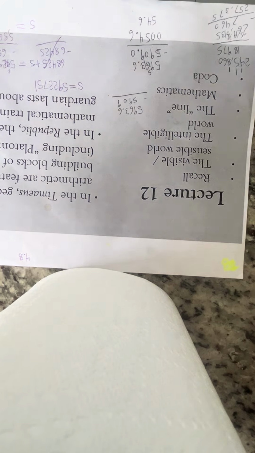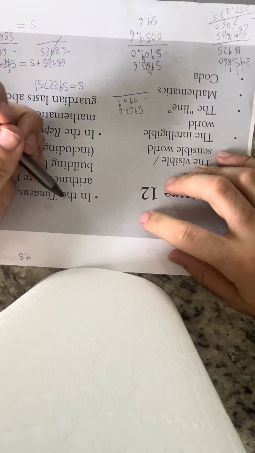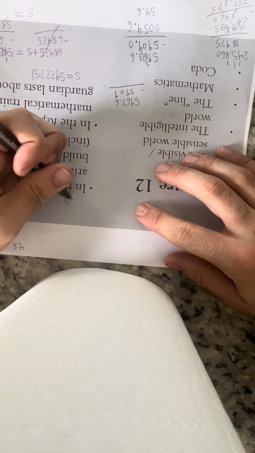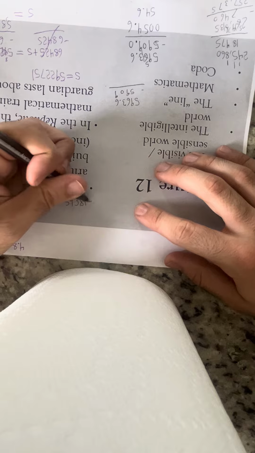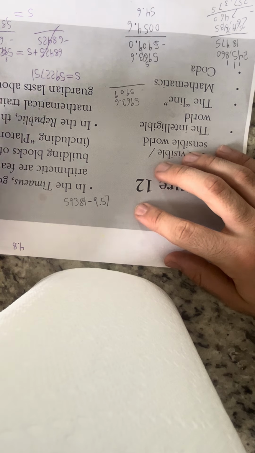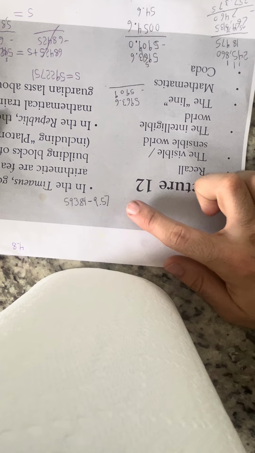So here was the original problem. It is 59,384 minus 9.57. You've got to figure out how to line this up. Remember, place values have to align.